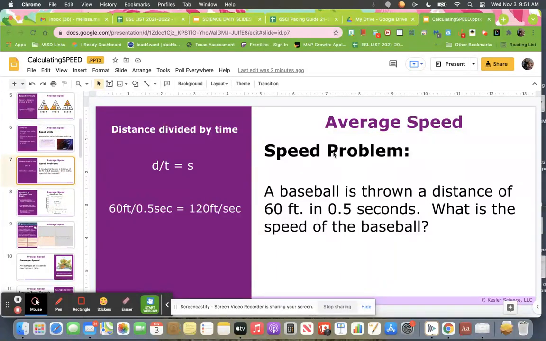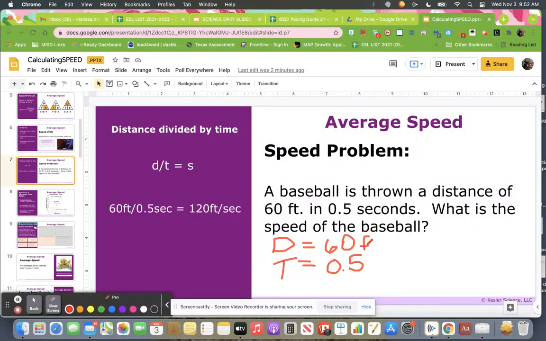Average speed. Well, here's a practice problem. It says a baseball is thrown a distance of 60 feet. So we could write down with our pen the things we know. We know distance is 60, and then we know that seconds is time. So we know time is 0.5. Perfect. And we know that this is feet, and this is seconds. Okay, so we know distance and time.